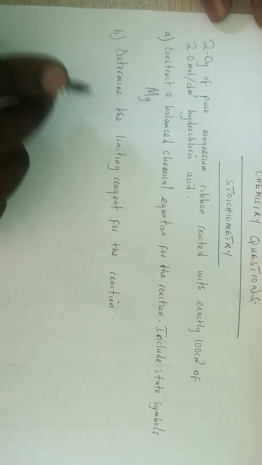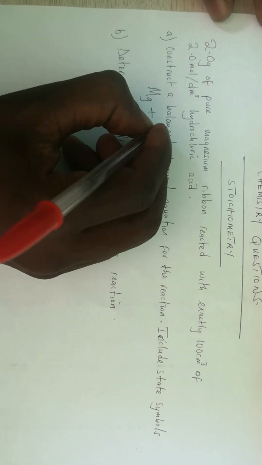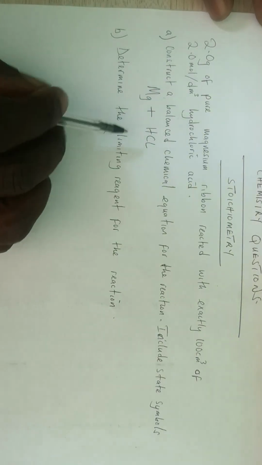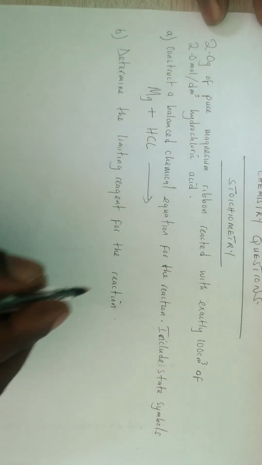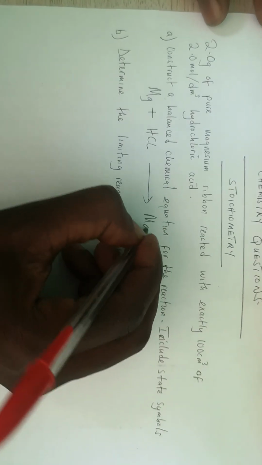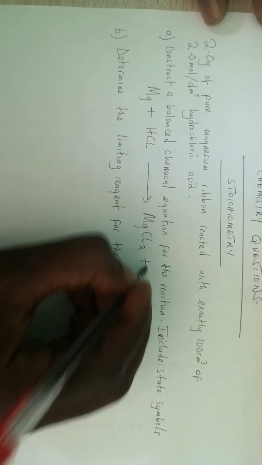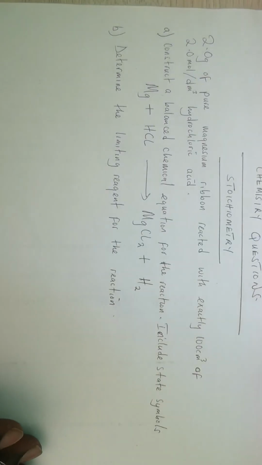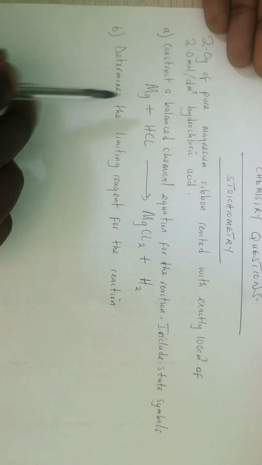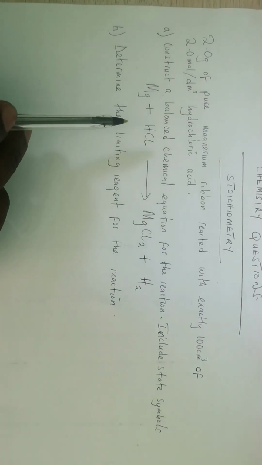Magnesium, this is how you write the symbol for magnesium. It is reacting with hydrochloric acid. This is the formula for hydrochloric acid, and the product for such a reaction is magnesium chloride, which is a salt, plus hydrogen gas. This is easy, guys, because we understand that acids behave in a certain way when they come into contact with metals.